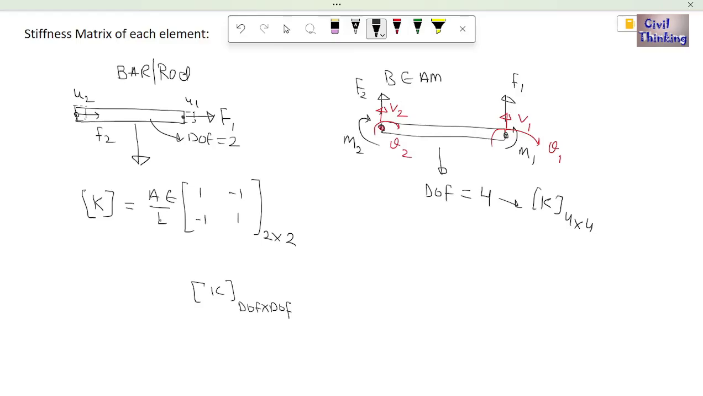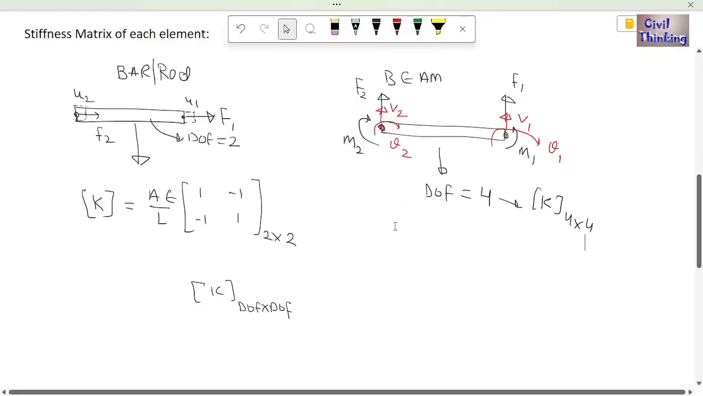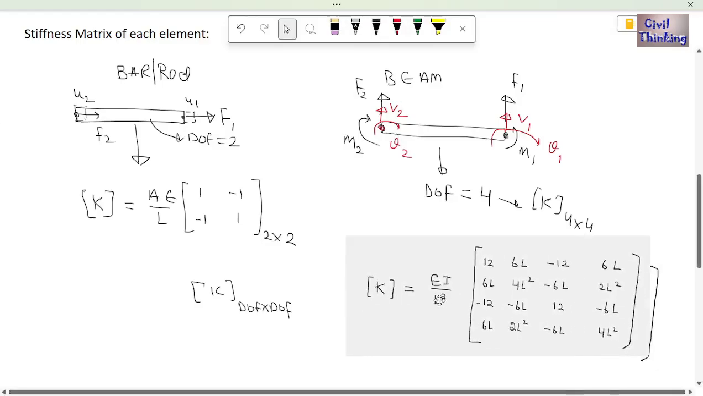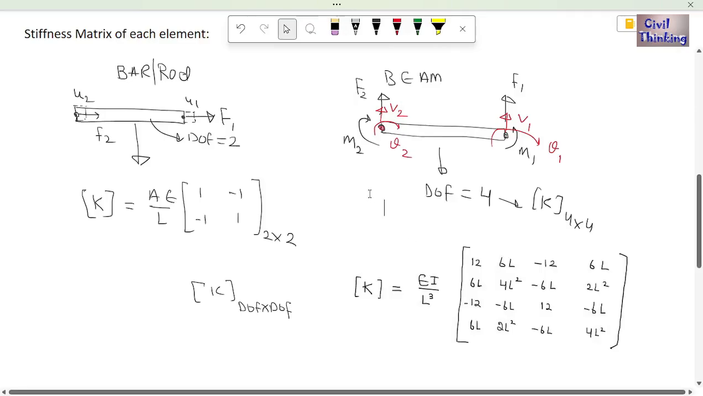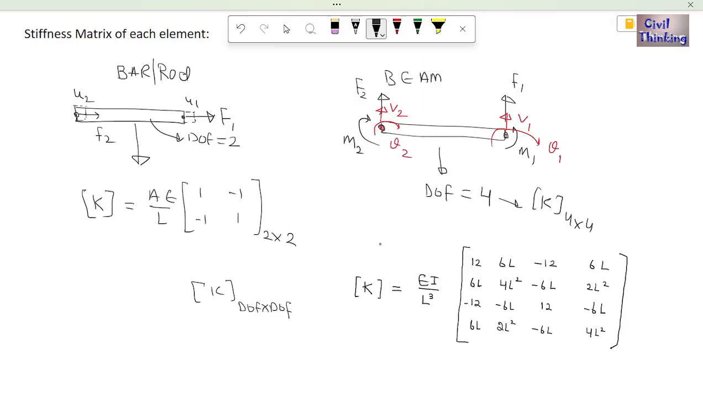So the stiffness matrix for the bar is this: K equal to AE by L, 1 minus 1, minus 1 and 1. But what is the stiffness matrix of a beam element? It is a bit longer than this, so it is better to remember it, and I will simply paste it here. So here we have the stiffness matrix of a beam.